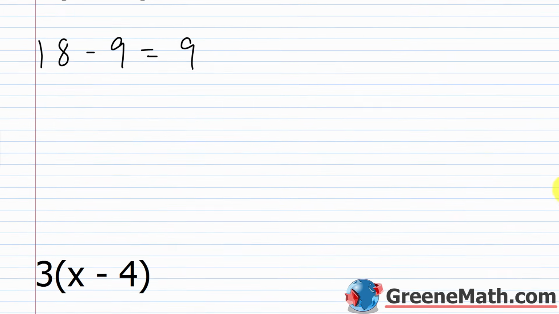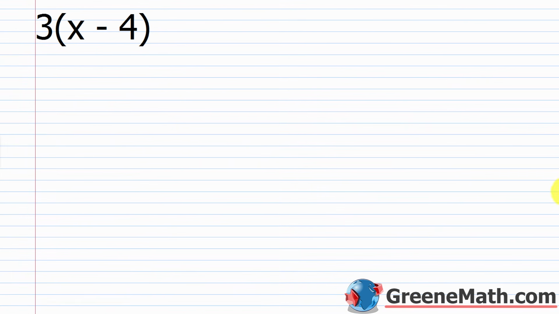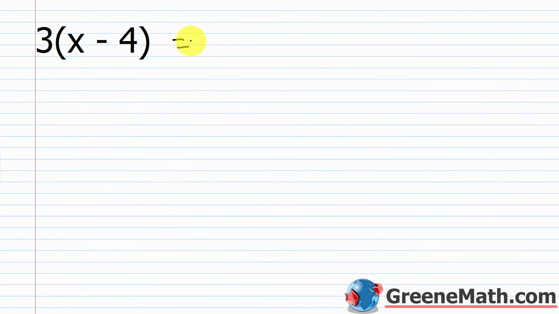So we're going to use that property here to simplify. We have 3 times this quantity, x minus 4. So what I'm going to do is I'm going to distribute this 3 to each term inside the parentheses. So 3 times x is 3x, then minus 3 times 4, which I can just say 12, right? We know that's 12 at this point. So I've simplified 3 times this quantity, x minus 4, as 3x minus 12.